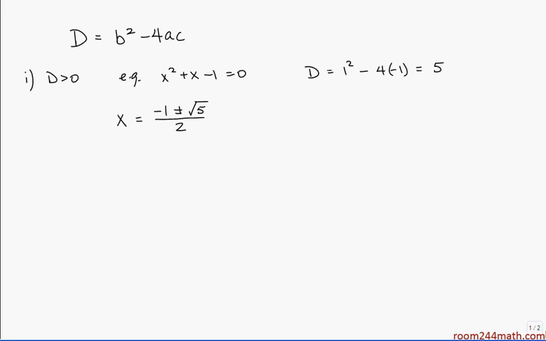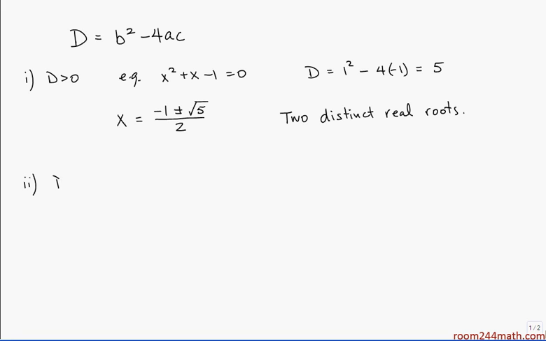And so you can see you have there two completely different roots. Root 5 is a little bit bigger than 2, so negative 1 minus root 5 is a little bit less than negative 3 over 2. And negative 1 plus root 5 is going to be a positive number. It's going to be a little bit bigger than 1 over 2, a little bit bigger than a half. So when the discriminant is positive, we say that there are two distinct, meaning different, real roots.